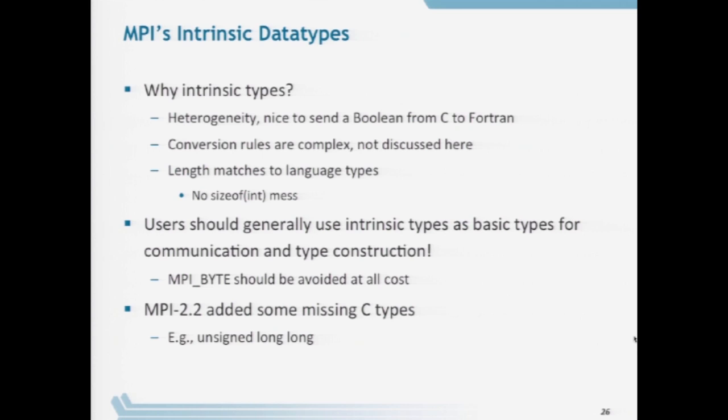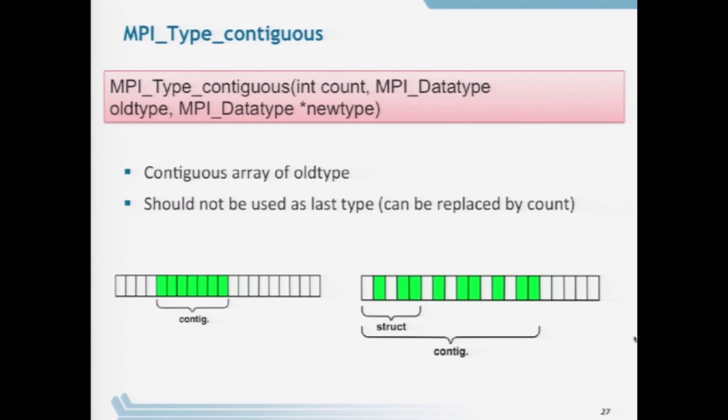And when MPI was originally defined, it had all the types. Over time, C has added a whole bunch of types. MPI 2.2 tried to catch up, and it has many of the core C types now.